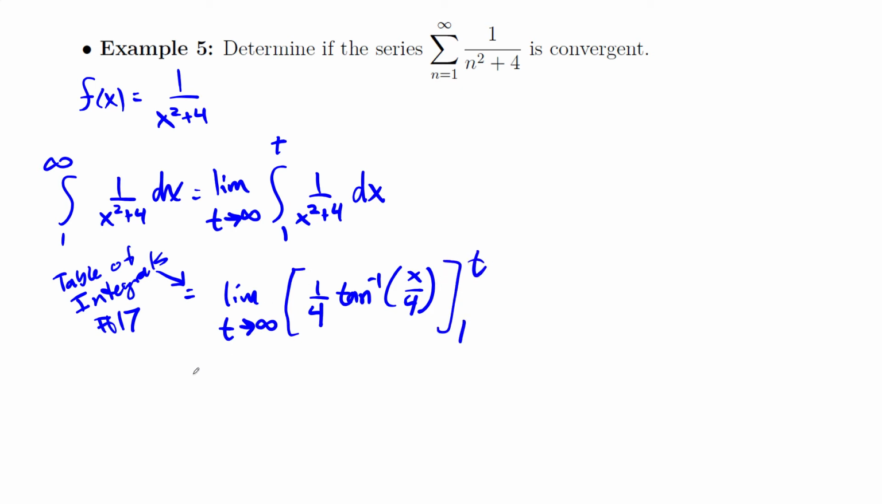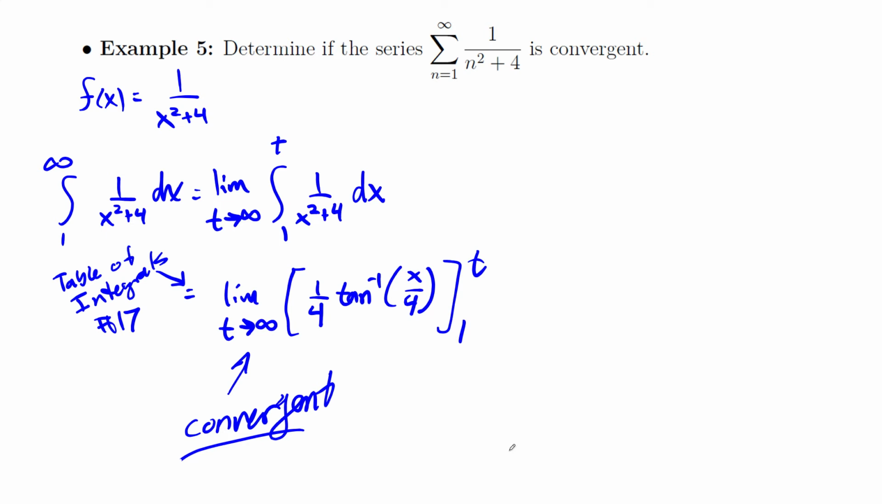And I'm not going to go through all of that, but just understand that when you plug t in here and let it go to infinity, the tan inverse approaches pi over 2 as its argument goes to infinity. So basically from this you'll see it's convergent. Okay, but the point of this problem is not to go through and do all of that.